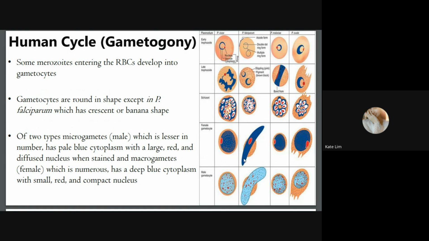In this case, the microgametes are pretty distinct. When they are stained, they have a pale blue cytoplasm and a large red diffused nucleus in here, the male. So, diffused nucleus.